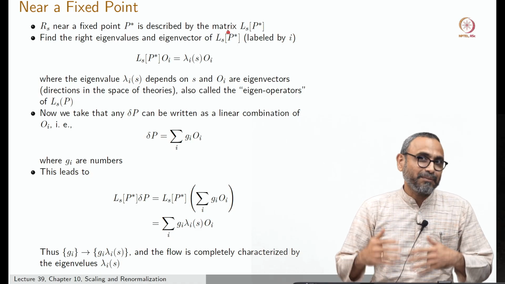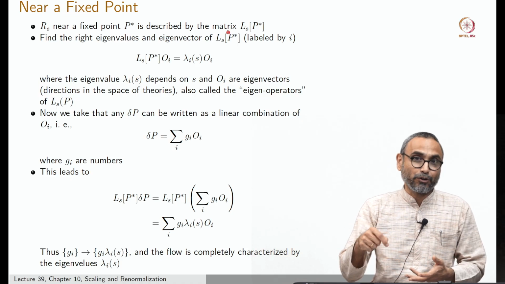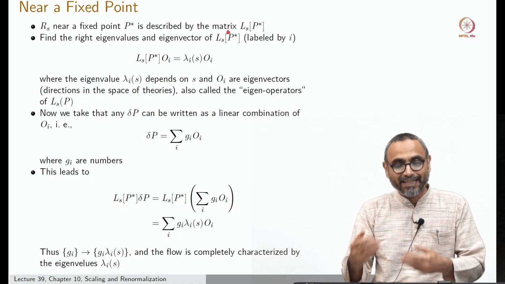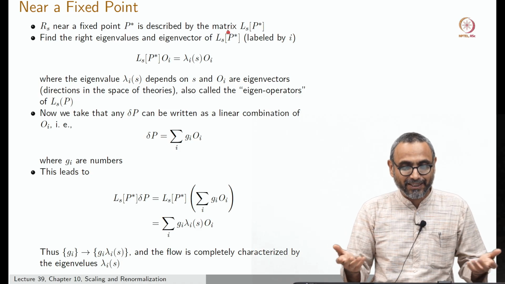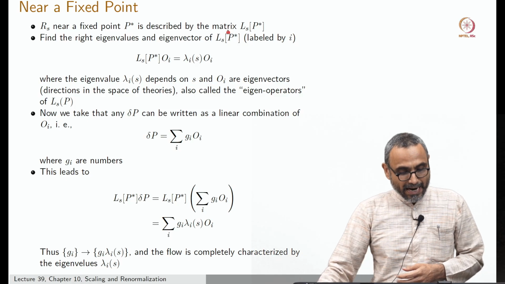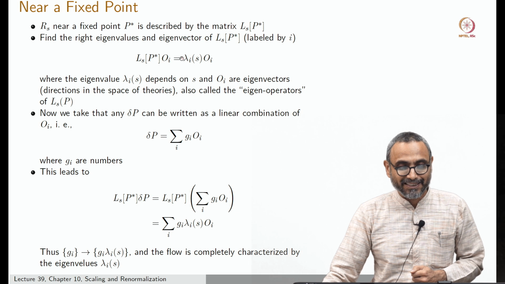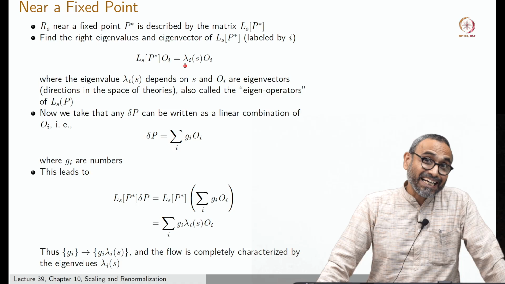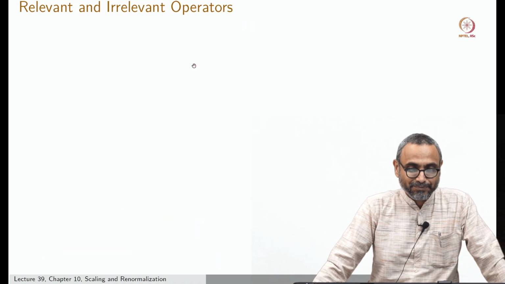That matrix we posit to have eigenvalues lambda I of S, which depend on the scale factor S, and it has some eigen-operators. Eigenvectors in this context are conventionally called operators by people working in the field, right? And the idea is that the flow is now characterized completely by these parameters lambda I of S. Now what can I say about these parameters lambda I of S? That's what I would like to discuss next.